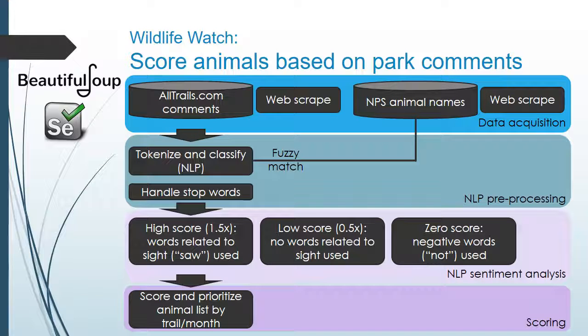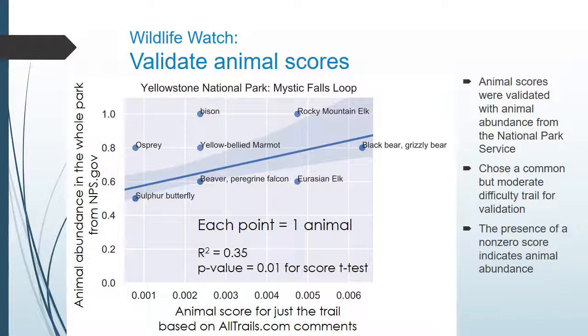And if there are words indicating that there was no sighting, like, I did not see a bear, for example, then that contributes 0 to the score. Overall, this prioritization is done for all the animals in all the parks for each trail, for each season. The way that I validate my scores is that I compare the scores that I get for my animals against the species abundance that the National Park Service provides. So you'd expect that for a higher score, the animal might be more abundant, more populous.